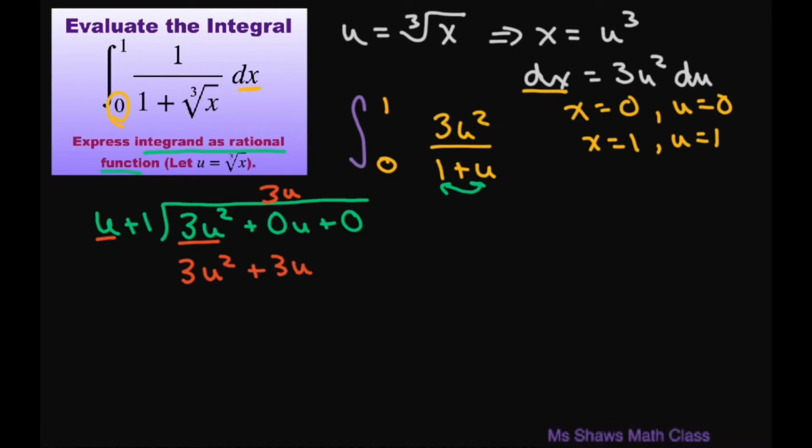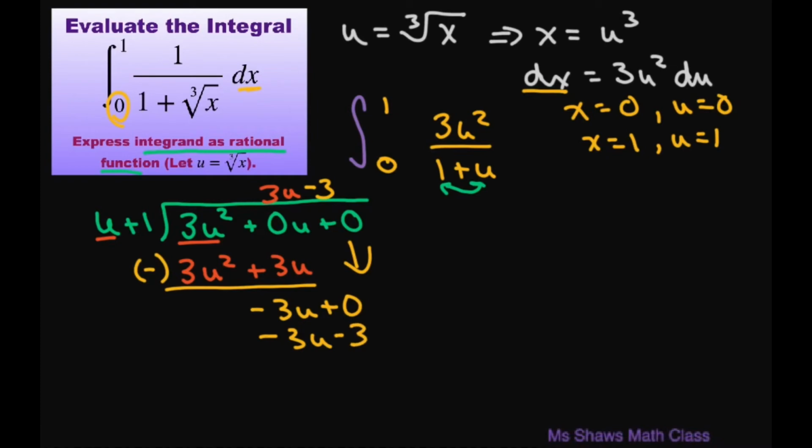And then you subtract both terms. That's going to give you negative 3u plus 0. You bring down the 0. And then what times u gives you negative 3u, and that would be negative 3. So that gives you negative 3u minus 3. And you subtract, that's going to give you positive 3. So what we're going to get is plus 3 divided by u plus 1.